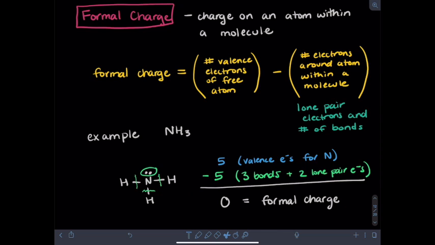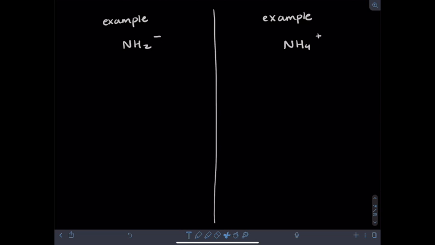Typically, we wouldn't write this by the nitrogen. I'll show you how you would calculate formal charge for 2 more examples, both involving nitrogens and hydrogens. One of these is NH2-, and one is NH4+.